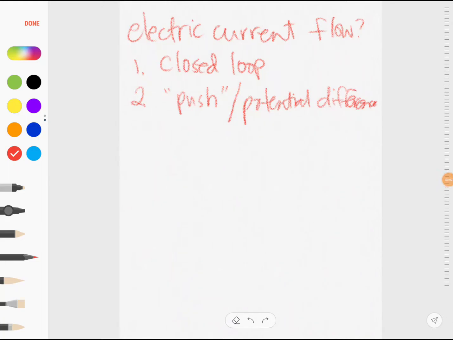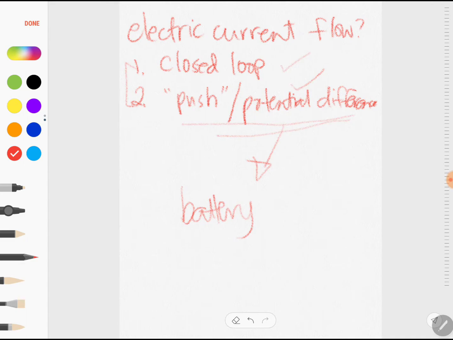From what we have just learned from previous discussions, we know that electric current will flow if these two requirements are met. These requirements are, first, there should be a closed loop, and this loop should be a conducting loop, and there should be a push or a potential difference to make the charges flow. And where will this potential difference come from?